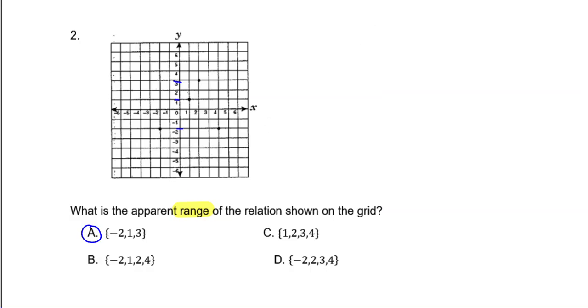And then if this question were asking you for the domain, let's just take a look at the domain as well, just because I don't know what they'll ask you. So start from the left, it's at negative 2, positive 1, positive 2, and then positive 4. So the domain would be at negative 2, positive 1, positive 2, and positive 4.